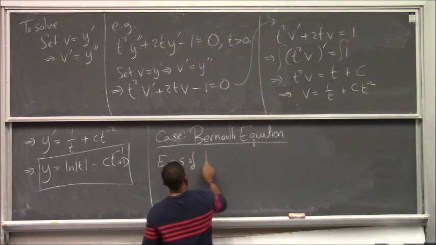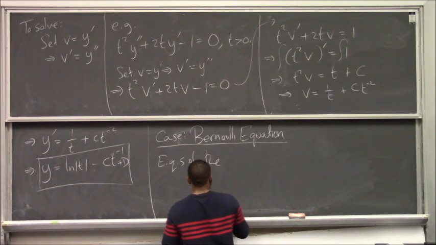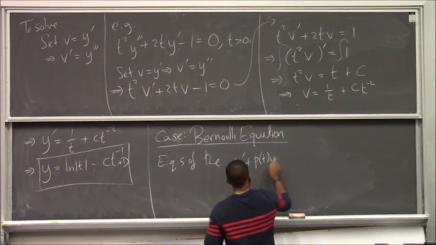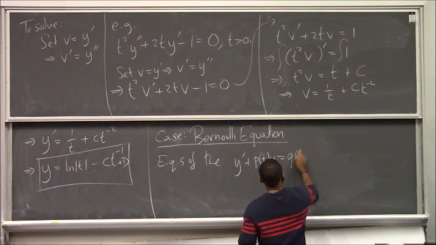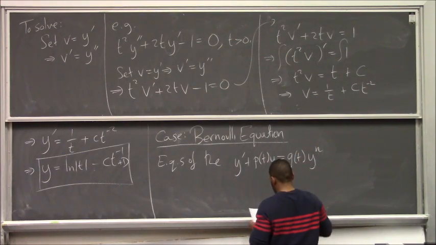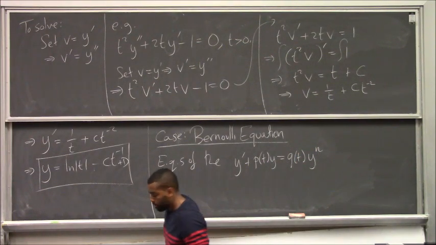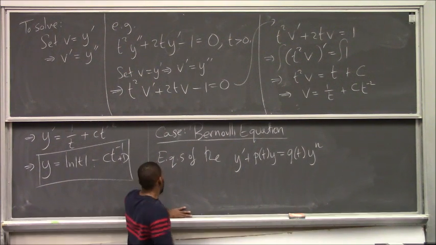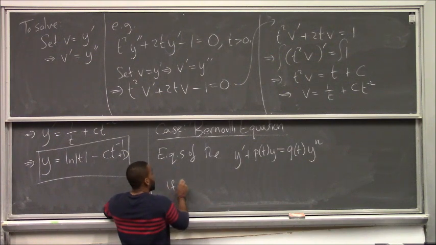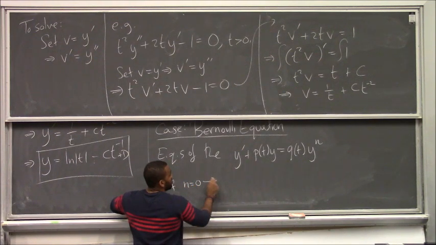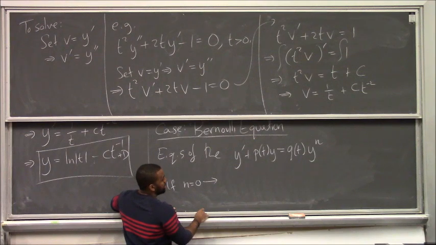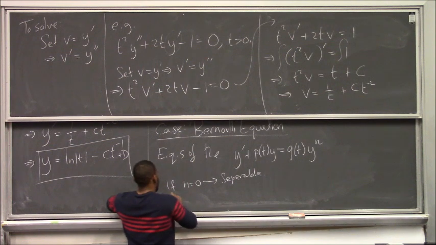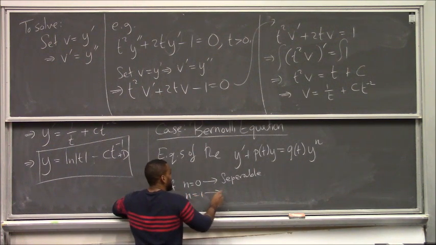Equations of this form have a very specific form. They look like y prime plus p of t y equals q of t times y to the n. Now, these need not be linear. Notice that if n equals 0, then what we actually have is a separable first order. If your n equals 1, you actually have a linear first order.